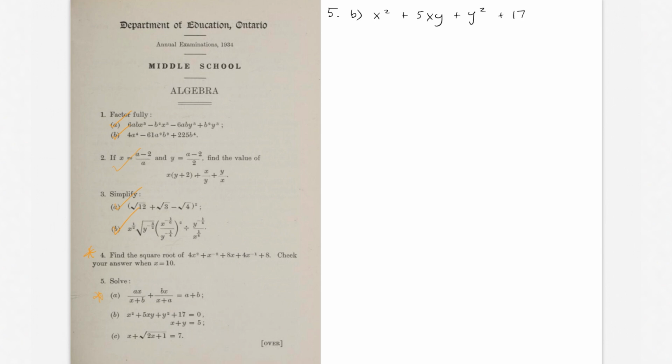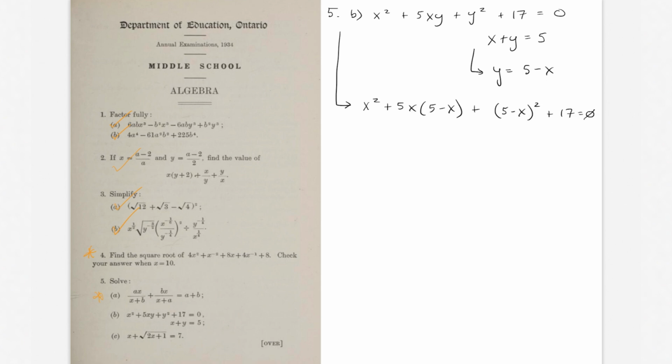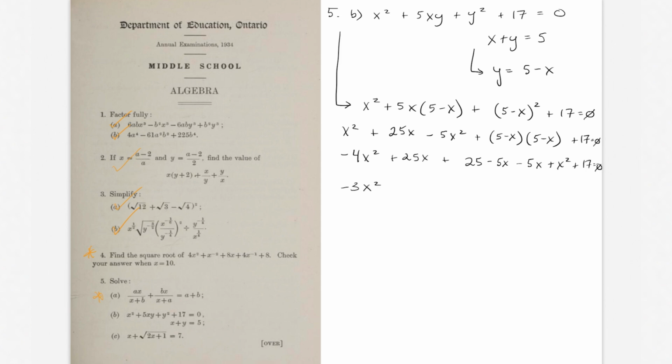For 5b, we were given two equations. We have x squared plus 5xy plus y squared plus 17 is equal to 0, and we have x plus y is equal to 5. My first thought was I need to use both of these equations, so I decided to use the method of substitution. I rearranged the second equation for y, so we have y is equal to 5 minus x. Then I substituted that value of y into the first equation in order to solve for x.